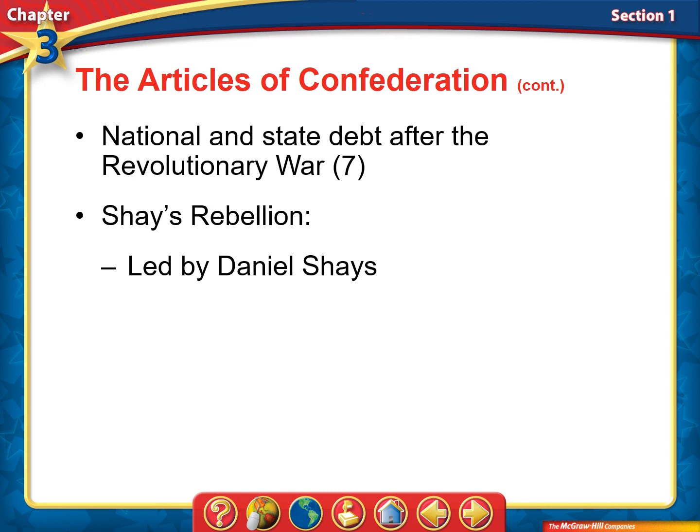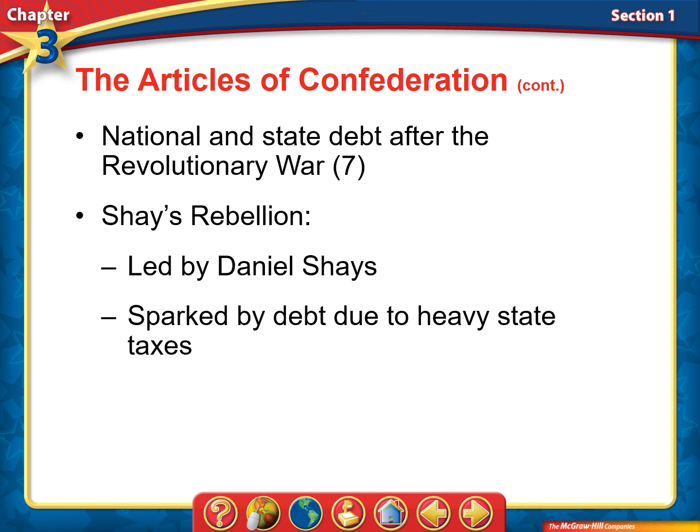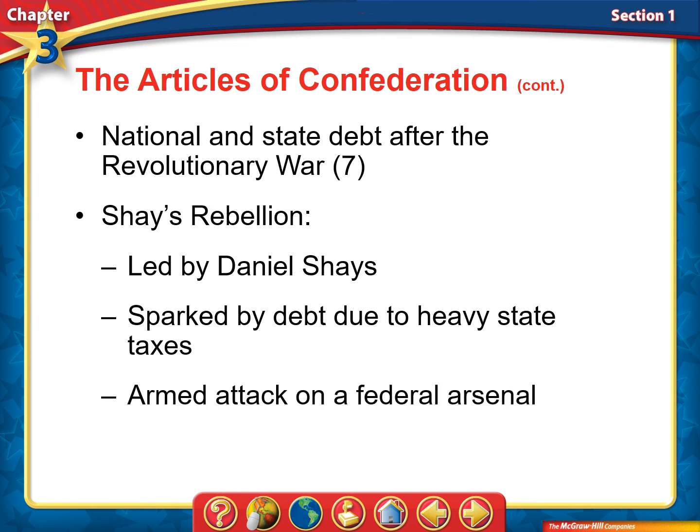And a man named Daniel Shays attacked a federal arsenal because he didn't want to have to pay taxes. He and his compatriots felt that the debt due by their state was causing their taxes to be too high, and so they led an armed attack on a federal arsenal.